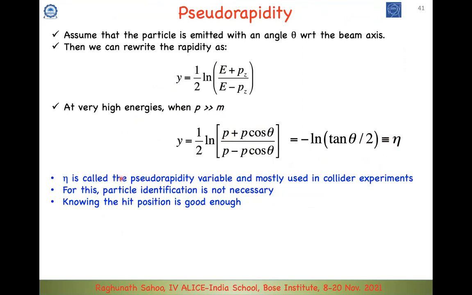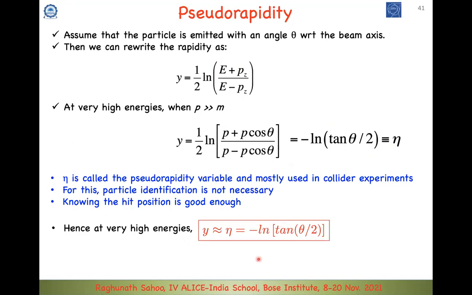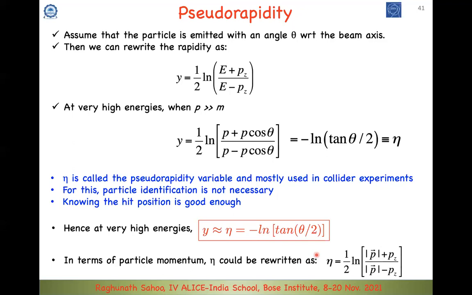So eta is called the pseudo rapidity, and mostly that is used in collider experiments, because as you can see from the formula, a particle identification in terms of energy measurement or momentum measurement is not necessary. Just hit position can give you eta. That is one of the reasons: I did not know the particle identification, and this gives us an indirect or better handle over rapidity. So at very high energies it can be shown that y is like eta, which is minus log tan theta by 2. And in terms of particle momentum also you can show the eta expression.